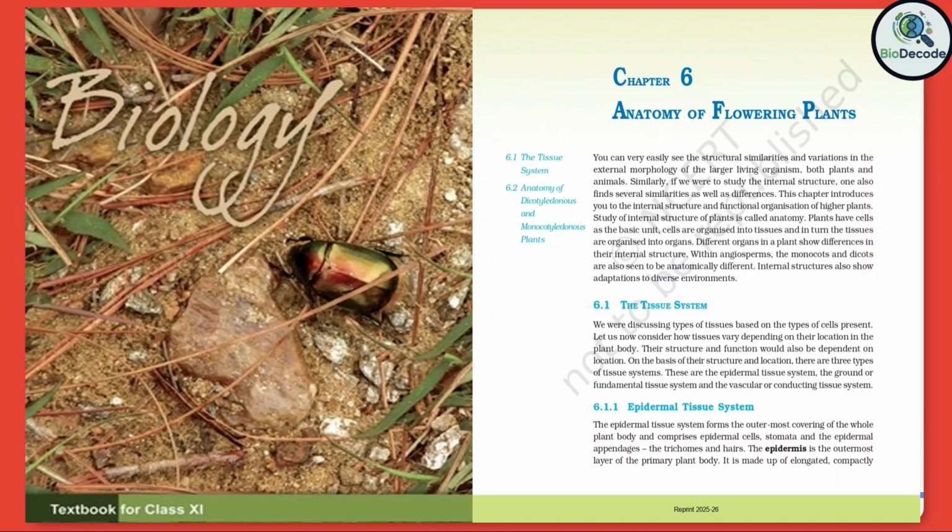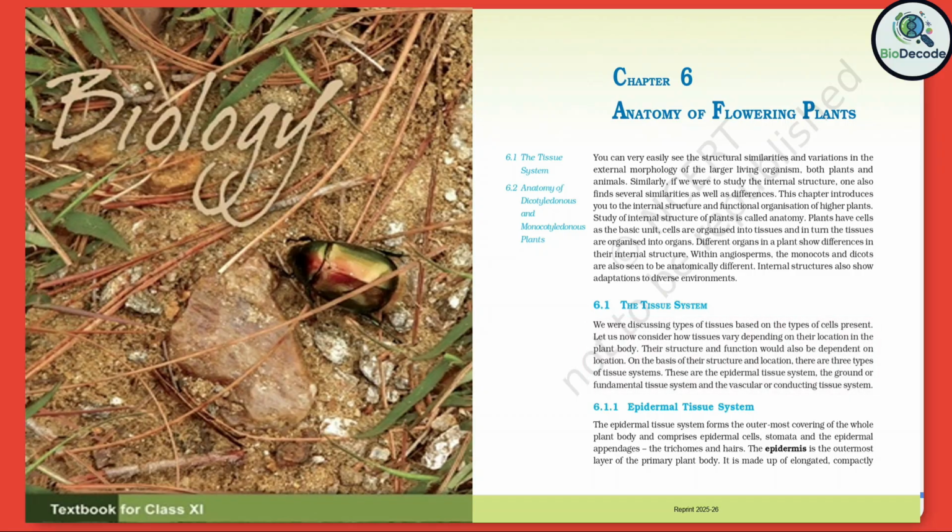The tissue system. Earlier, we discussed the types of tissues based on the kinds of cells present. Let us now consider how tissues vary depending on their location in the plant body. Their structure and function also depend on their location. On the basis of structure and location, there are 3 types of tissue systems. These are, first, the epidermal tissue system. Second, the ground or fundamental tissue system. And third, the vascular or conducting tissue system.